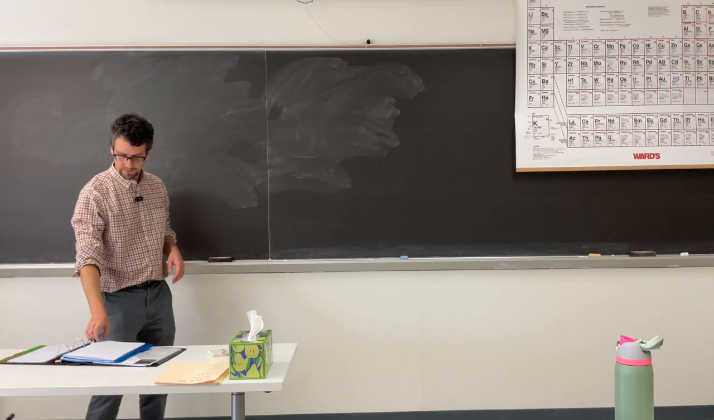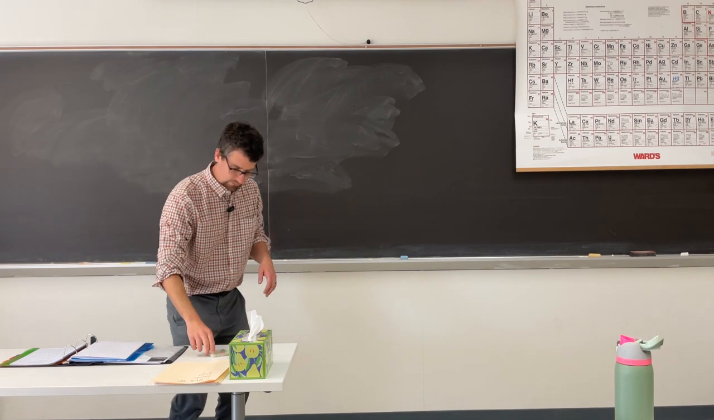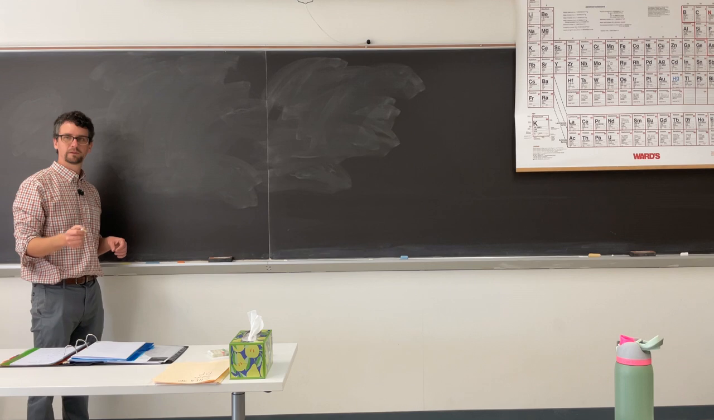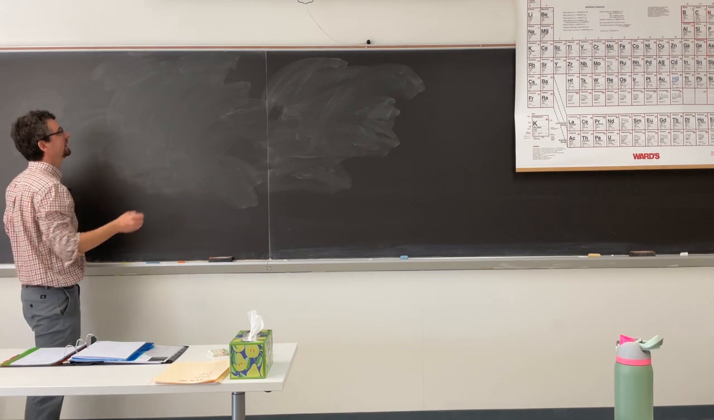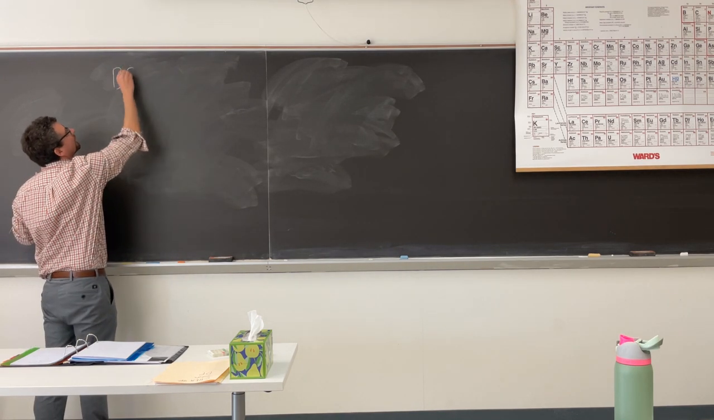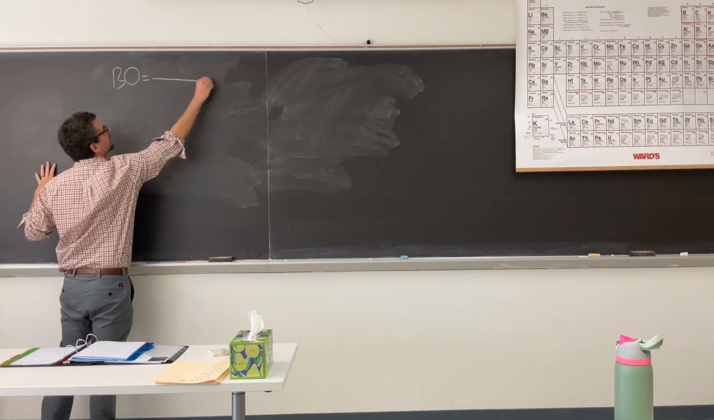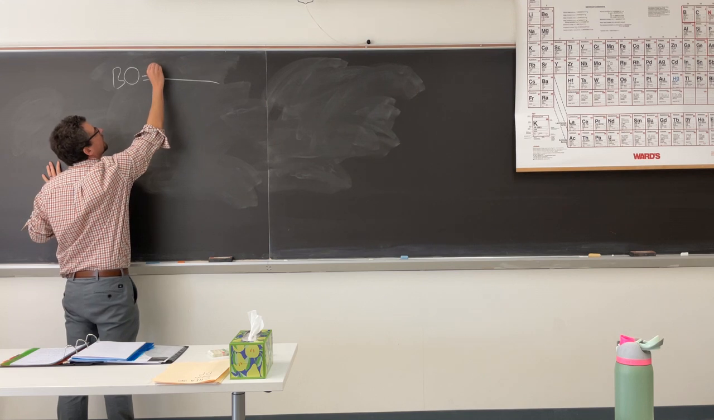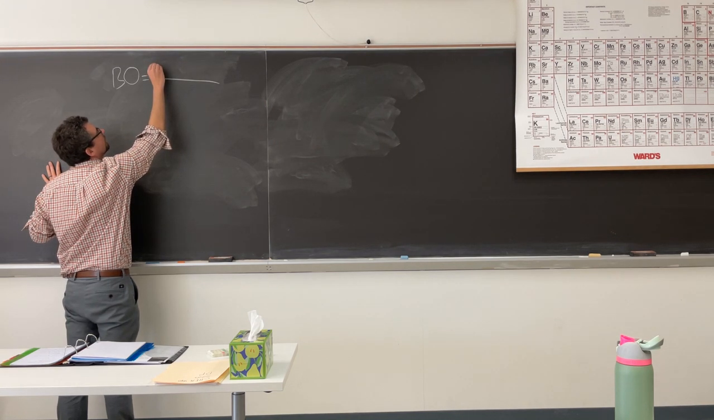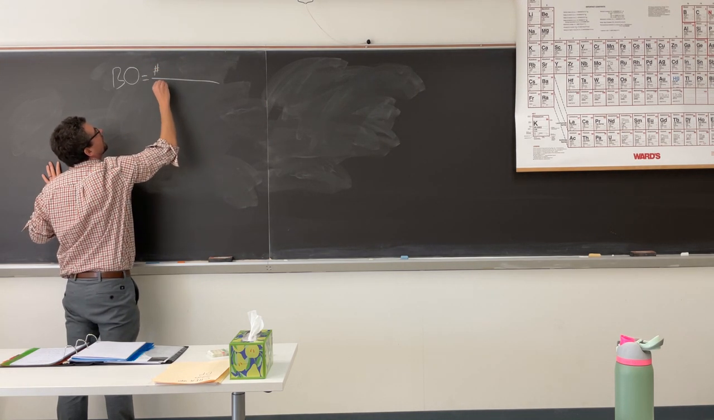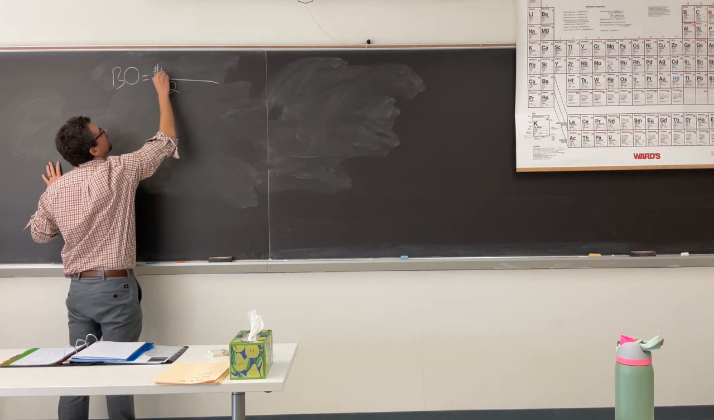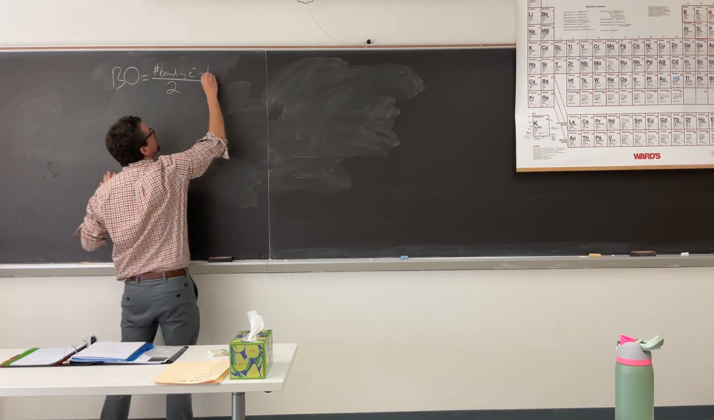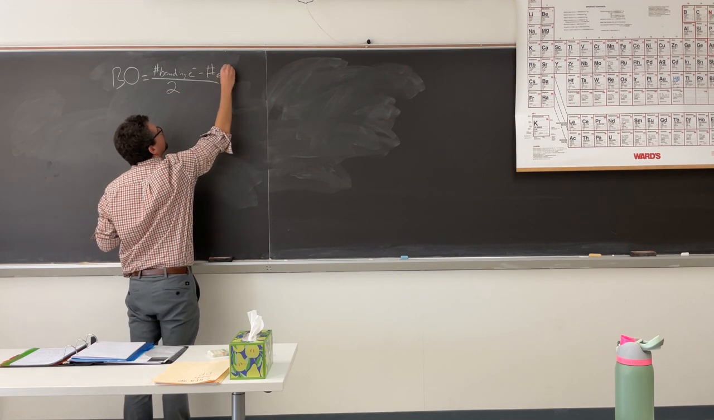Okay. Last time we talked about bond order, right? Way back before we had our exam. Bond order, how is that defined again? It's 1/2 the number of bonding electrons minus the number of antibonding electrons.